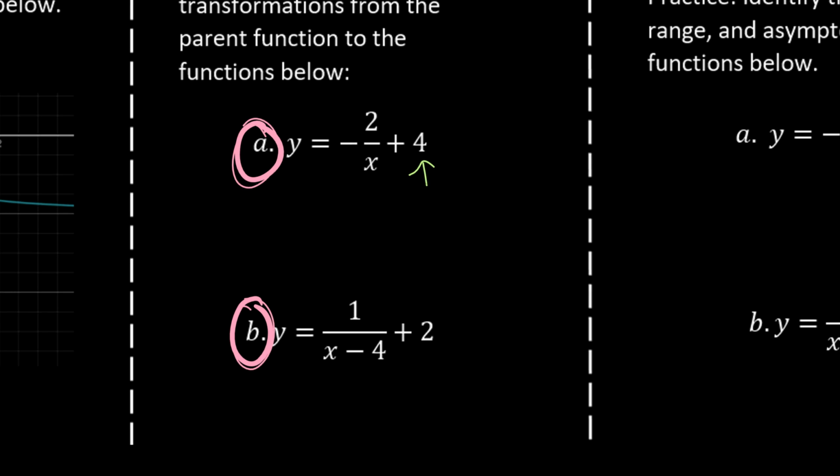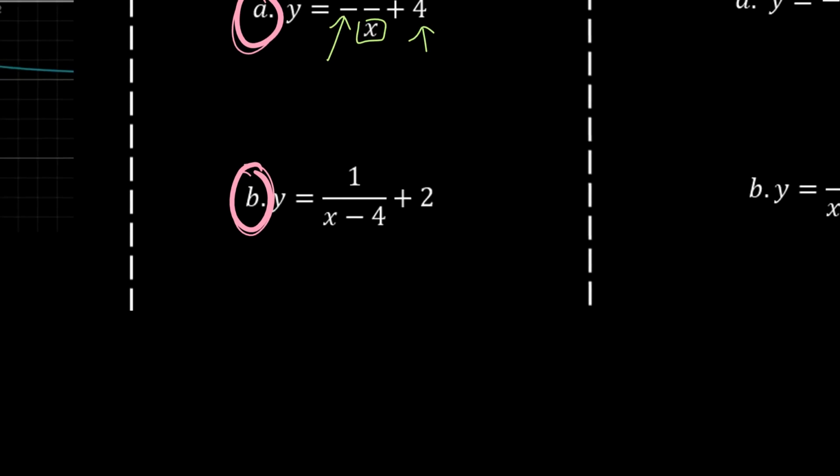Up 4, good. Beautiful. Vertically stretched by 2 and vertically reflected. Does this function move left or right at all? No, right? It doesn't have anything after the x. And what about B?